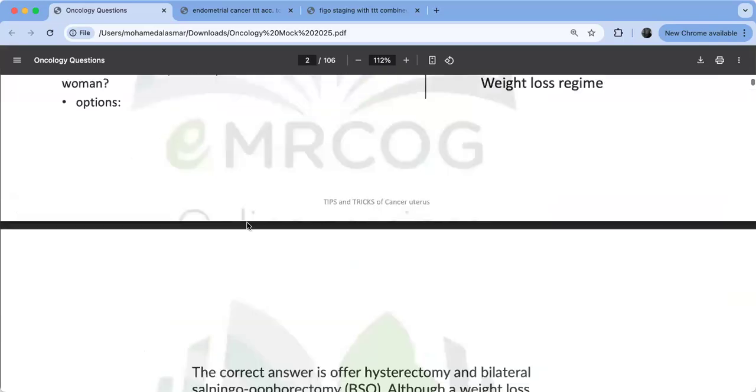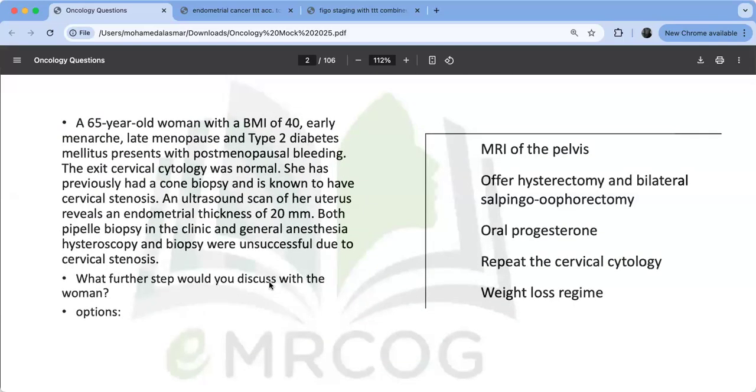Okay. Next task. He didn't ask you what is the appropriate management. He's asking you what further step would you discuss with the woman. So it means what you will counsel her about. Okay, so in the questions, my dear Dr. Basma, there is a leading word in the scenario. It contains the instruction on how to choose the answer. Sometimes it can tell you what the next step in management is, could be arranging investigation. Sometimes it can be what is the best investigation, or what is the appropriate management.